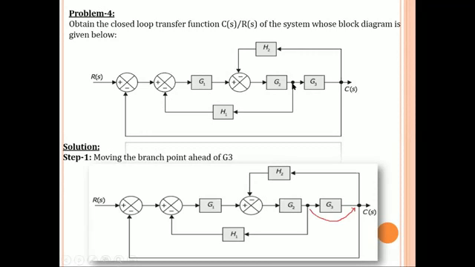So the first step is we can move this block towards here, moving the branch point after the block. So after the block means the signal is connected to here. So the rule is if you are moving the branch point after the block, we have to take the reciprocal of this gain. So we will get 1 by G3. In this way, we have a feedback, right? So by moving this to this place, we will have the value of 1 by G3. If you move the branch point towards here, these two blocks are connected in series.